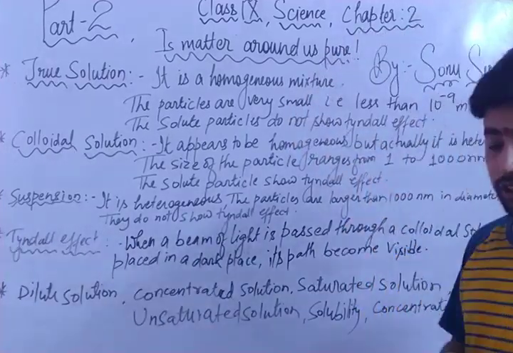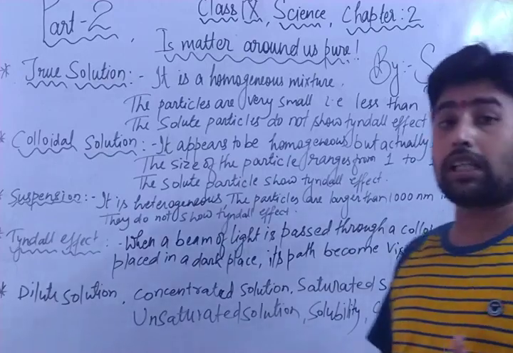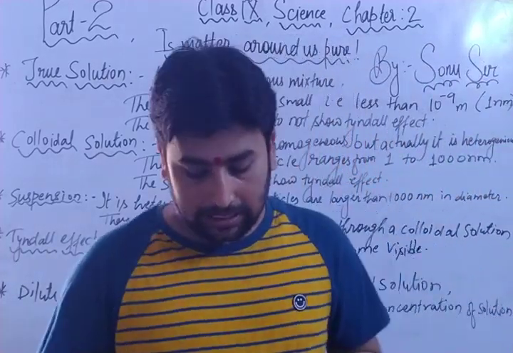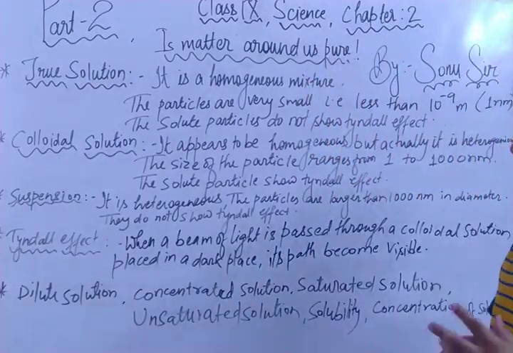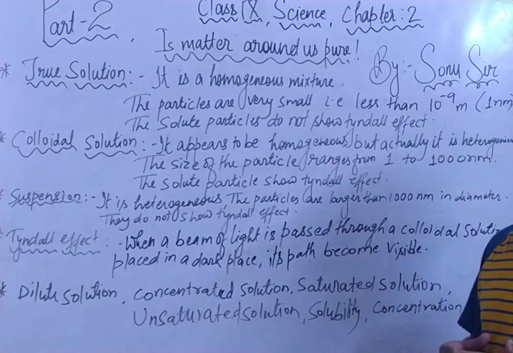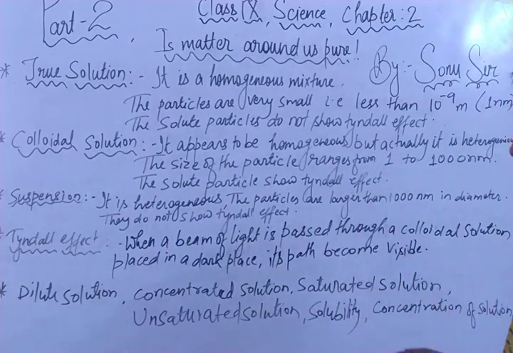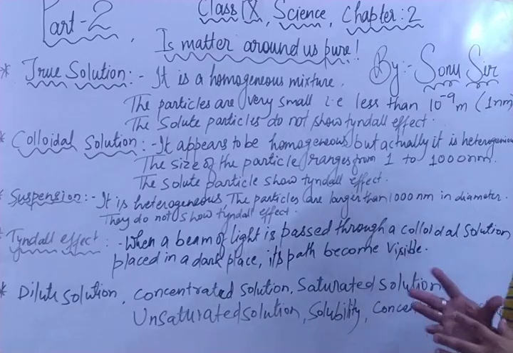Next one is concentration of the solution. How will you measure the concentration of the solution? By measuring the amount of solute dissolved per liter of solution. For example, 100 gram of solute is dissolved in 1 liter of solution, or 200 gram is dissolved. So this measure is called the concentration of the solution.